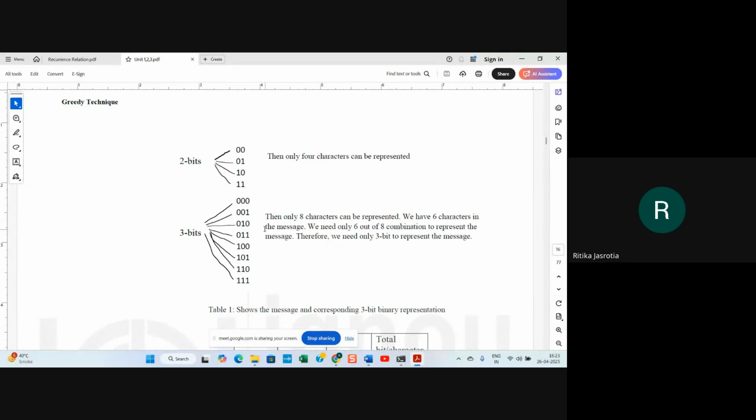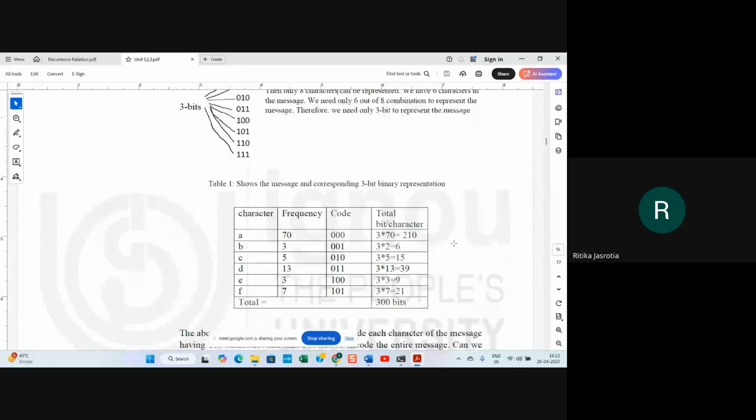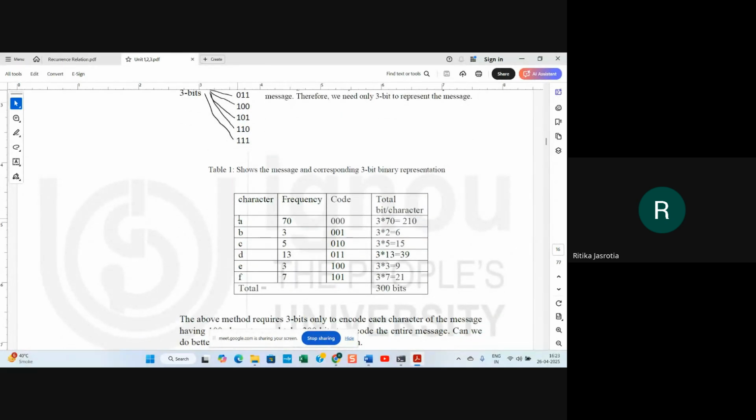So 8 characters can be represented. We have 6 characters in the message. We need only 6 out of 8 combinations to represent the message. So we will take 3 bits, because 3 bits can represent 8 characters, and we need only 3 bits to represent the message. So now your characters are A, B, C, D, E, F, and the frequency of their usage is this, and the code we use is 000, 001, 010, 011, 100, 101, right?